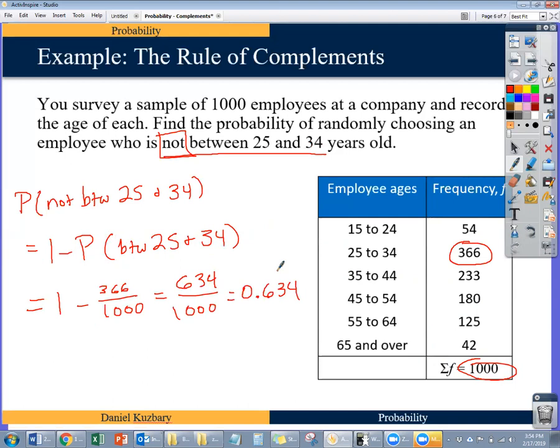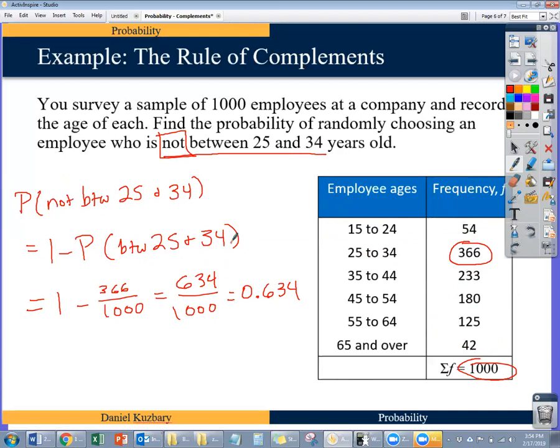Now, what we also could have done is we could have said, okay, well, not between 25 and 34, that's going to be all these guys and this guy, and we need to add all those up and divide by 1,000. Can we do that? Yeah, you can do that, and you'll get the same answer. But my way was faster. So you can find it without using this formula, but this formula helps you out because it's quick. Finding the probability of people in this bracket is a lot easier than adding up all these numbers of people who aren't in that bracket. And sometimes it's not even possible to do it a brute force way, and you have to use this formula.